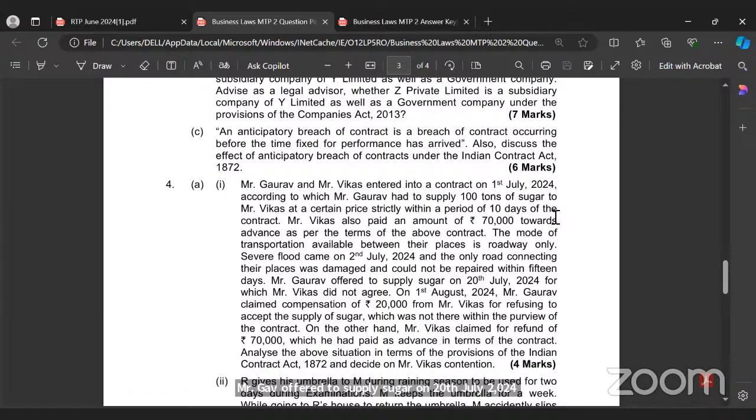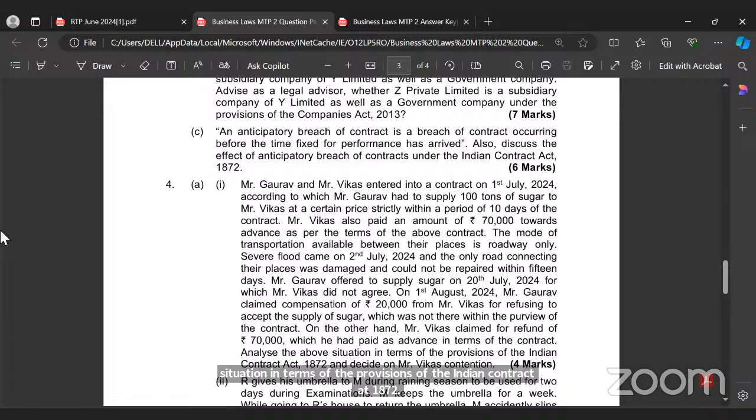Vikas did not agree. On 1st August 2024, Mr. Gaurav claimed compensation of Rs 20,000 from Mr. Vikas for refusing to accept the supply of sugar, which was not there within the purview of the contract. On the other hand, Mr. Vikas claimed for refund of 70,000, which he had paid as advance in terms of the contract. Analyze the above situation in terms of the provisions of the Indian Contract Act 1872 and decide on Mr.